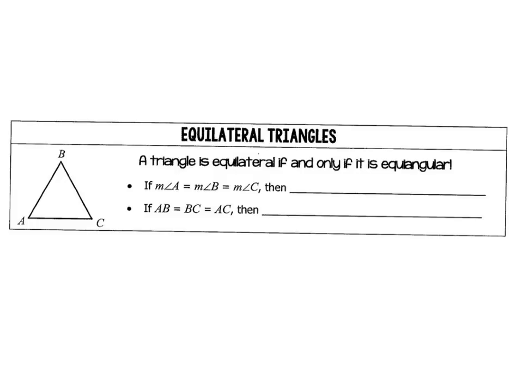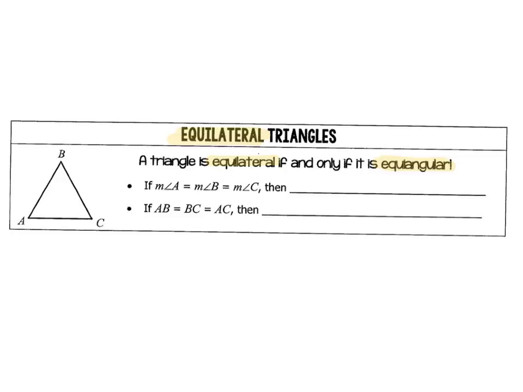All right, the second type of special triangle is an equilateral triangle. We know an equilateral triangle means that all the sides are the same. They're all congruent. The thing we need to know is a triangle is equilateral if and only if it is equiangular. So if a triangle is equilateral, it has to be equiangular. And if a triangle is equiangular, it has to be equilateral.